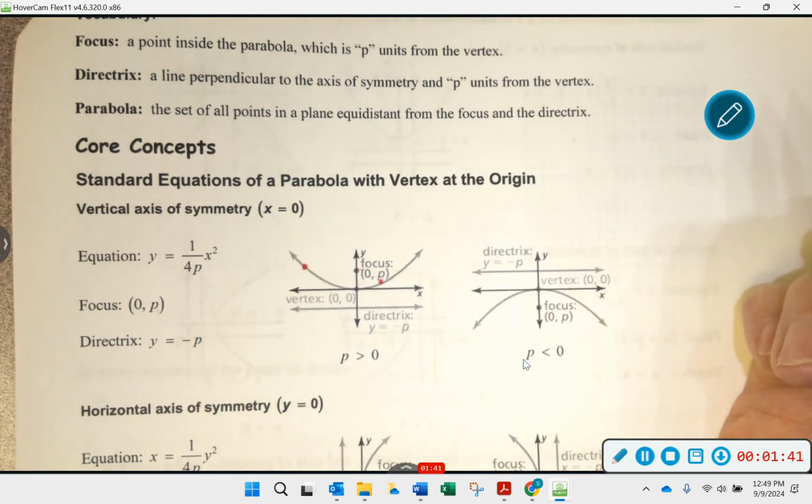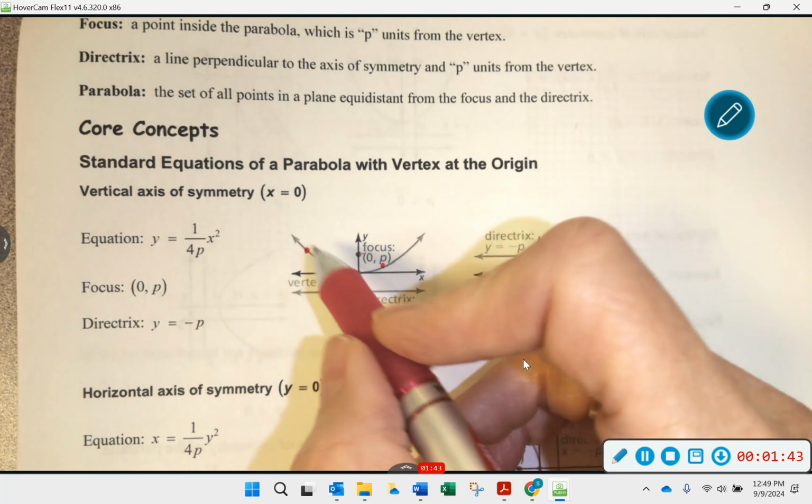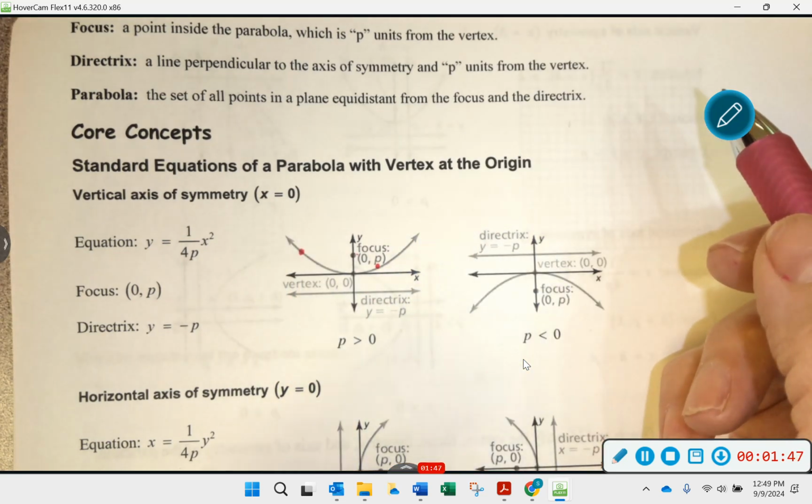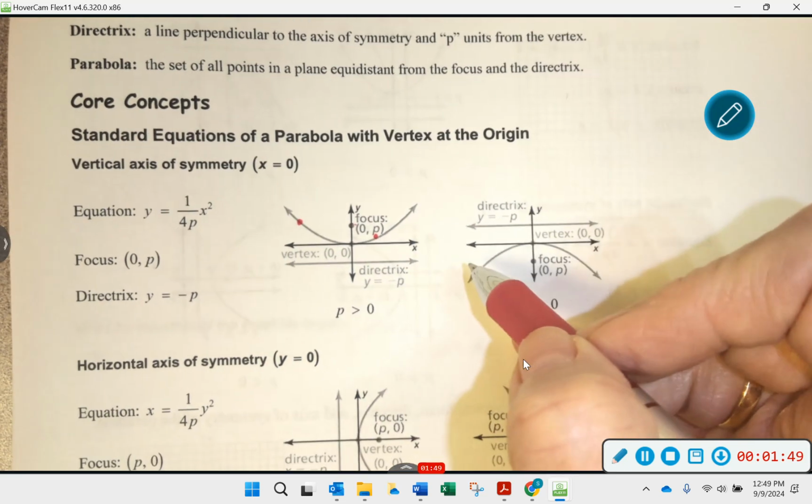And parabolas are used all the time, like in satellite dishes, they're usually a perfect parabola. There's bridges. If you look at bridges, sometimes they're a perfect parabola.